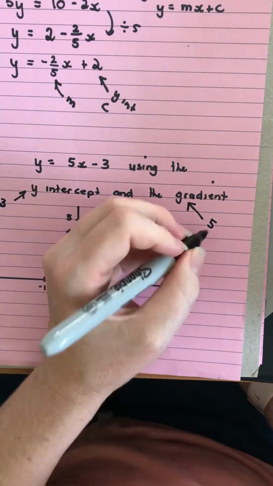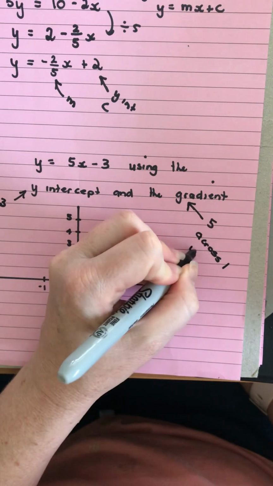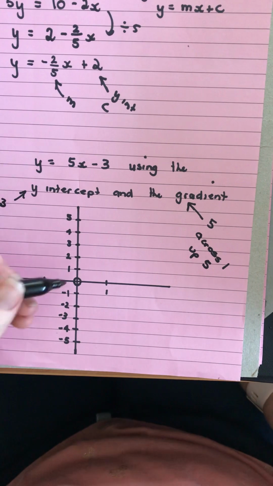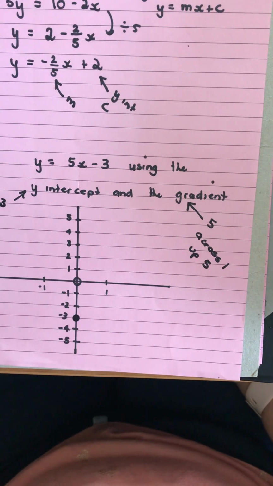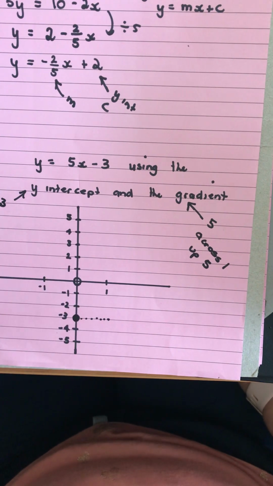So that means every time we go across 1, we're going to go up 5. That's what a gradient of 5 means. So we're going to start at negative 3. So I'm going to put that on my line. And then when I go across 1, I need to go up 5.